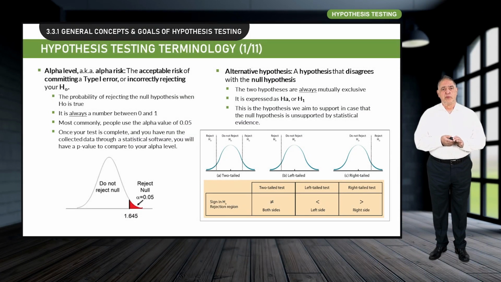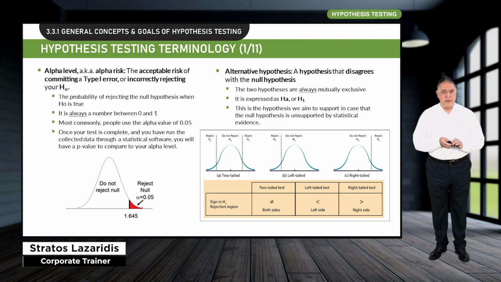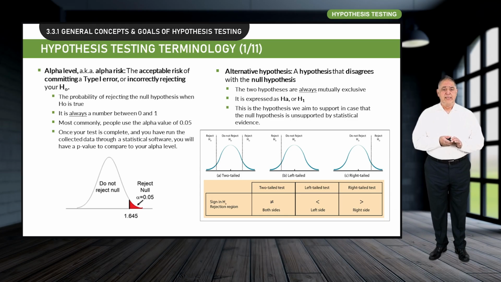Let's get used to some very basic hypothesis testing terminology. And we will start with what is known as alpha level or alpha risk. This is the acceptable risk of committing a type 1 error. In other words, incorrectly rejecting the null hypothesis when the null hypothesis is correct.